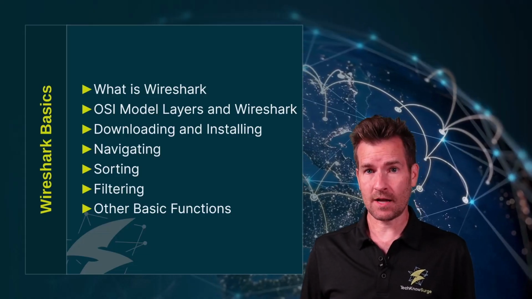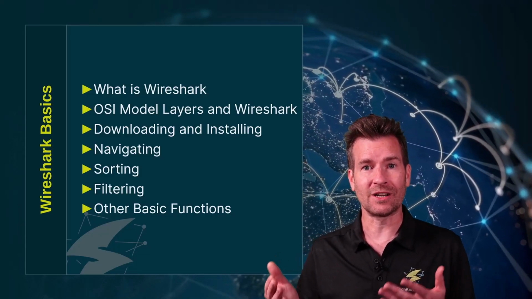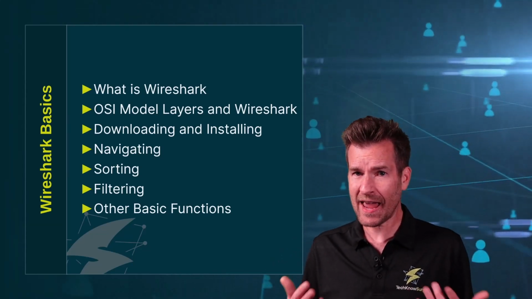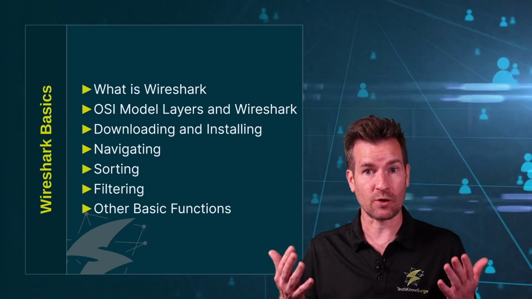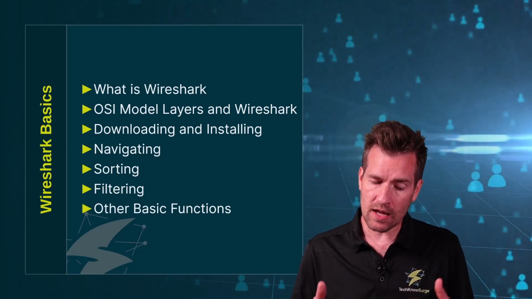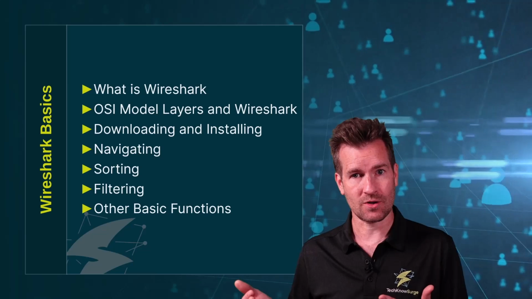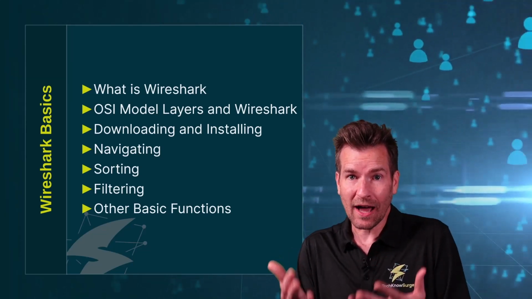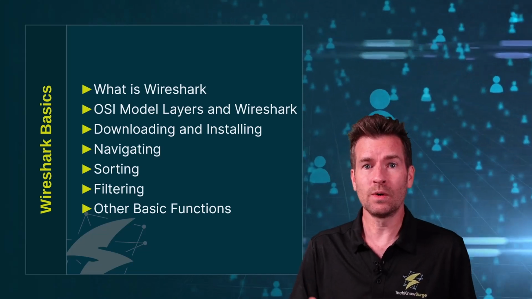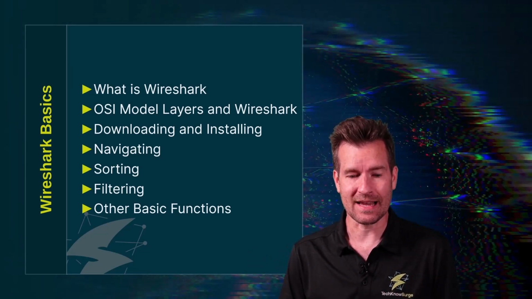We're going to kick this module off by talking about what Wireshark is and how we can capture and analyze network traffic. Of course, we have to have an understanding of what network traffic really is, and so we'll go over that as well. Then we'll get into the OSI model layers and Wireshark, because it is kind of critical to understand at least some basics around the OSI model layers to really understand what Wireshark is presenting to us.